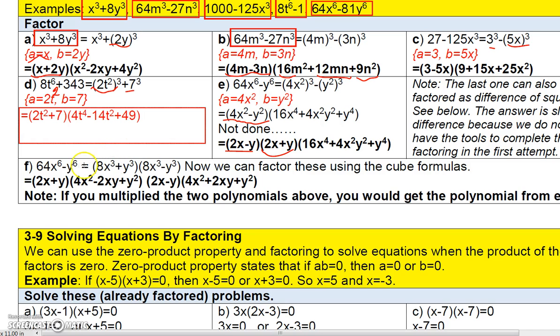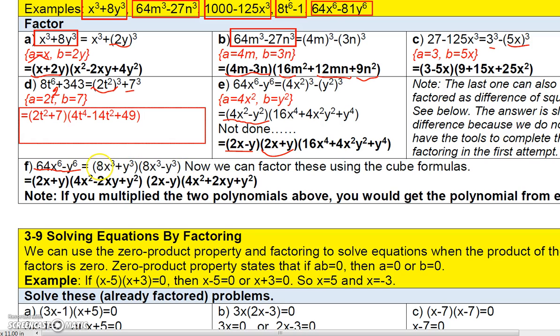I wanted to just show you this. This last one I did could be factored another way. First of all, since this is a difference of cubes, I did it as a difference of cubes up here, but it's also a difference of squares, because actually 64x to the 6th is 8x cubed quantity squared, and y to the 6th is y cubed quantity squared. So what we could have done here is factor this first as a difference of squares, and if we did that, we would get 8x cubed plus y cubed times 8x cubed minus y cubed.